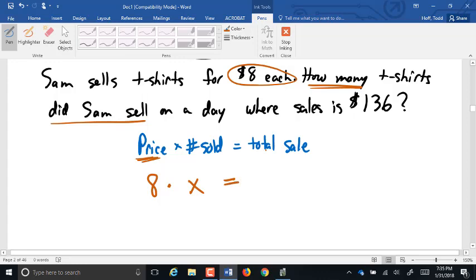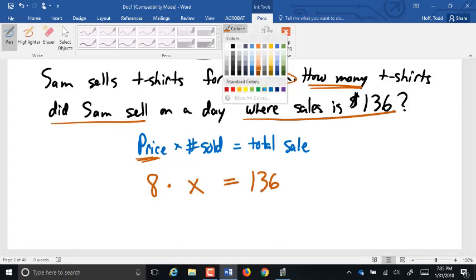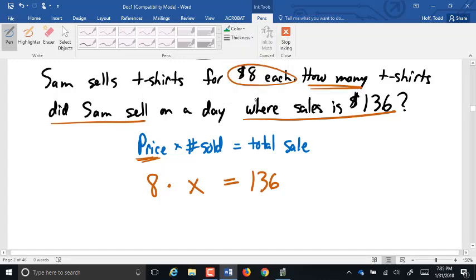Equals, I better know the total sales. That is the 136. I can only have one unknown number in these to be able to solve them. So I have that equation, 8 times X equals 136. And of course, I'm going to solve it by dividing. X is multiplied by 8, so we divide by 8. You get X equals, what was that, 17?